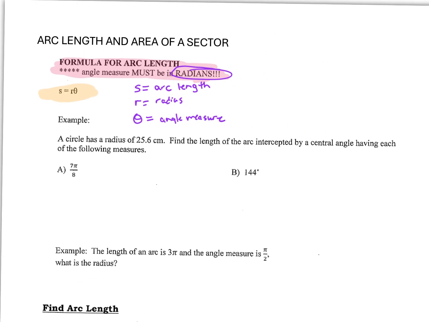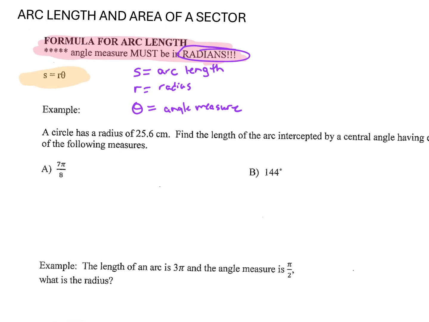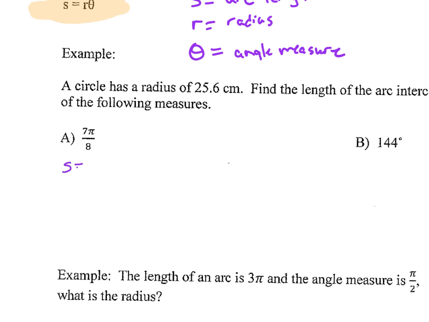So it's pretty straightforward in terms of plugging in, because S is equal to R times theta. So in this first example, it's saying we have a radius of 25.6. We have this angle measure. So we're truly just going to multiply. So we're doing 25.6 times 7 pi over 8.